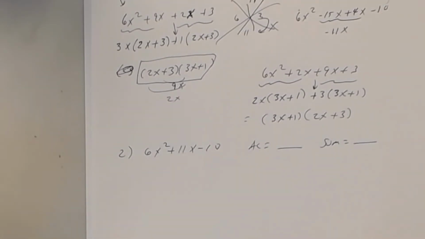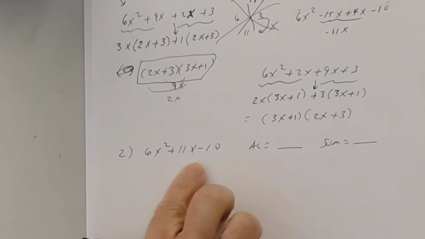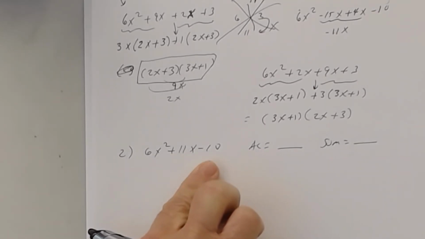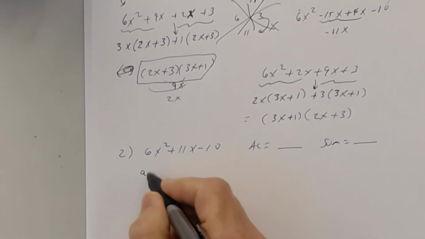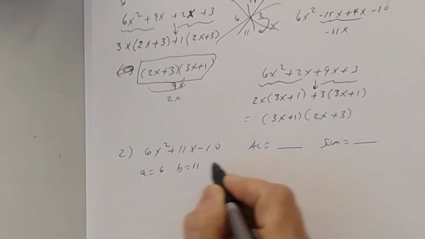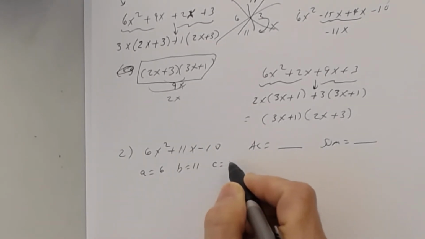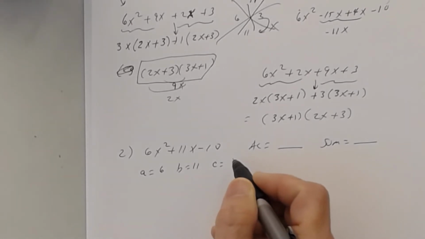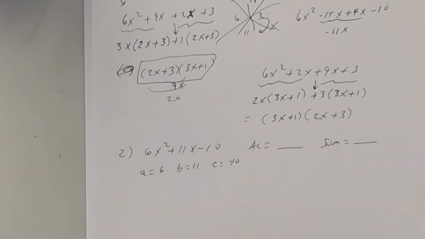Now before you even begin, you got to make sure, is this in descending order in standard form? Yes, you have ax squared plus bx plus c. What is a in this case? 6. What is b in this case? 11. What is c in this case? Negative 10. Not 10, negative 10.